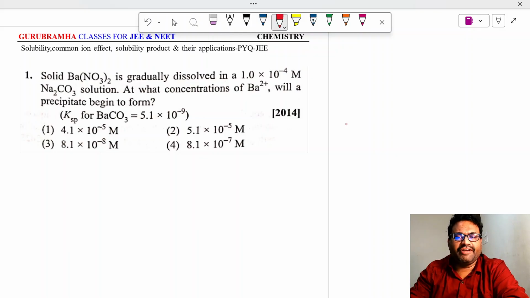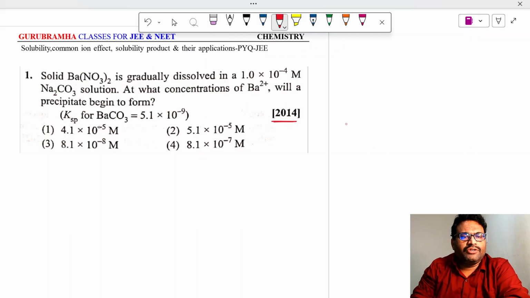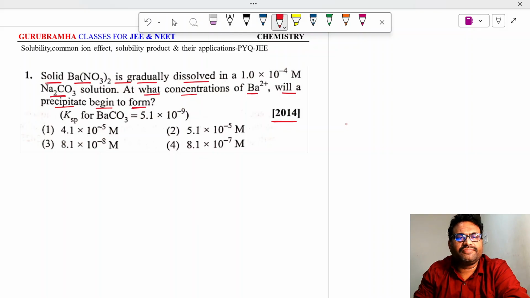So here is the question, which is given in 2014. What is the question? Solid barium nitrate is gradually dissolved in 1.0 into 10 power minus 4 molar Na2CO3 solution. At what concentration of Ba plus 2 will a precipitate begin to form? So this is the question.